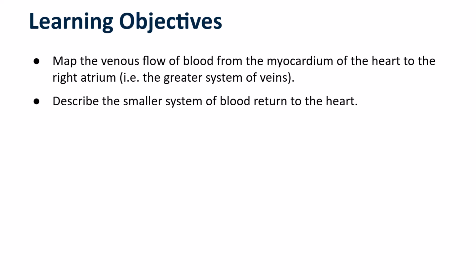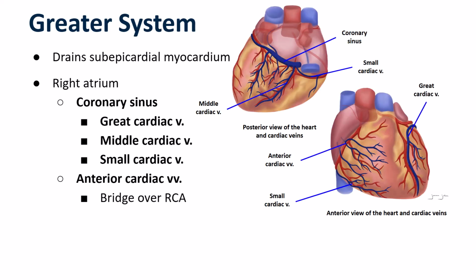In this video, we'll go over the venous flow of blood from the myocardium of the heart to the right atrium, which is to say the greater system of veins of the heart. We'll also describe the smaller system of blood return to the heart. So let us begin with the greater system.